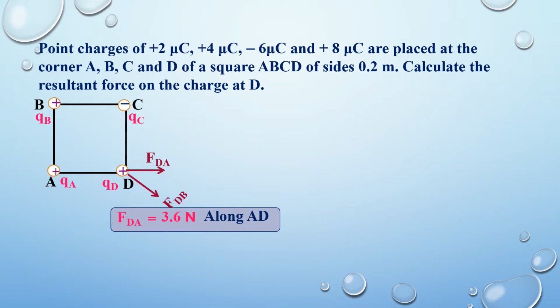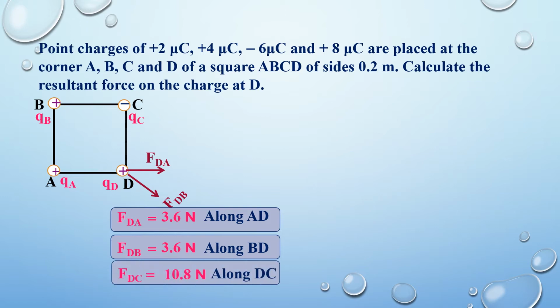We also found out the force acting on D due to B, and we found out this force was along BD. I think this has to be again corrected. It is along BD, not along AD. Okay, we have got it along BD. And then we found out the force on D due to C, which is 10.8 Newton, and it was along DC. Remember, it was a negative charge, so we got it from D to C. So this is where we had stopped in the previous problem. So we are continuing it further from here.